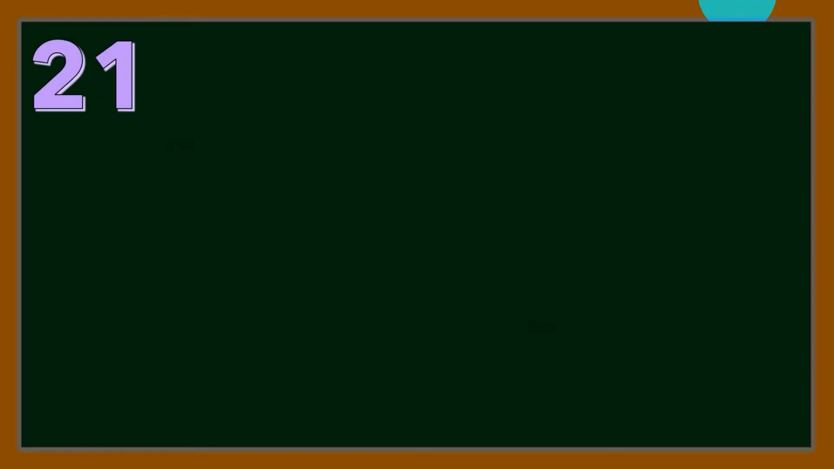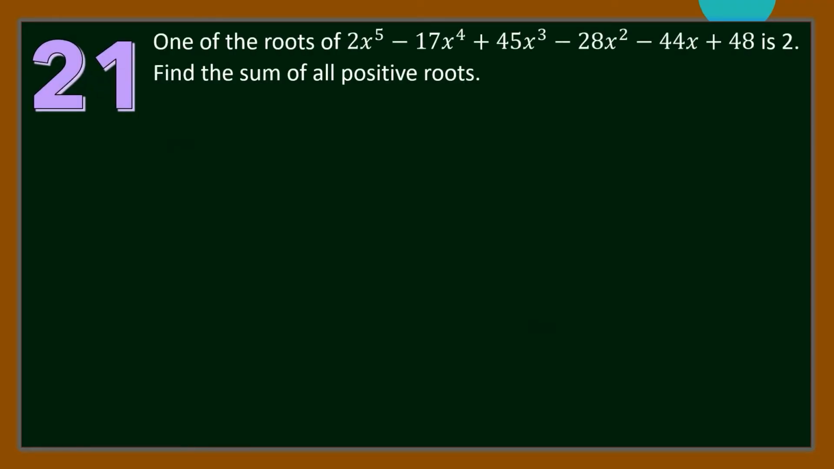Number 21. One of the roots of 2x^5 - 17x^4 + 45x^3 - 28x^2 - 44x + 48 is 2. Find the sum of all positive roots. For our solution, let us use synthetic division.